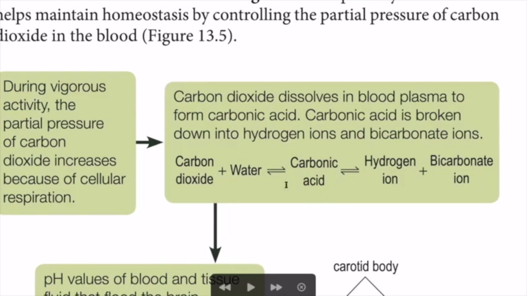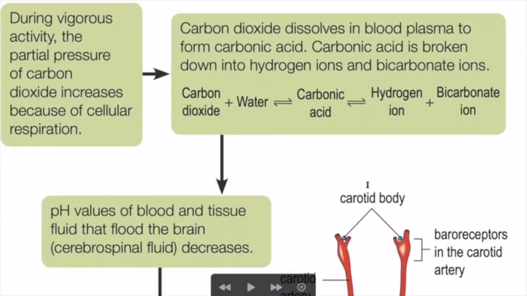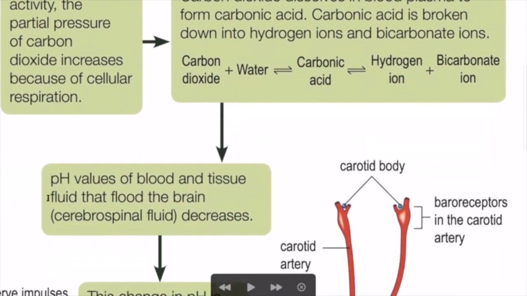Carbonic acid is not stable, so it will be broken down into hydrogen ion and bicarbonate ion. Boleh faham? Okay, so apa terjadi seterusnya? The pH value of blood and tissue fluid that flow to the brain decrease. Okay, pH value decrease. Maksudnya dia become acid, betul tak? Kan pH rendah acid, pH tinggi alkaline, betul tak?